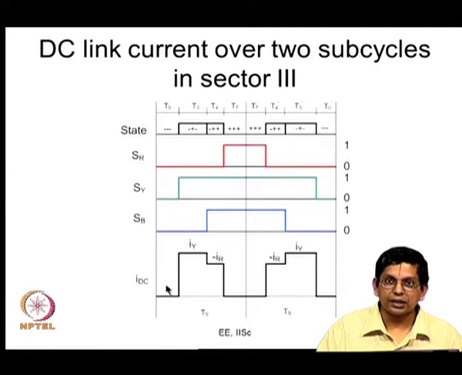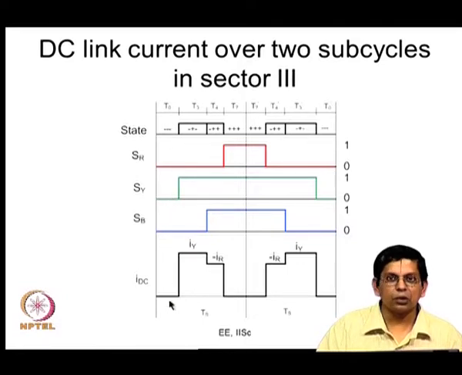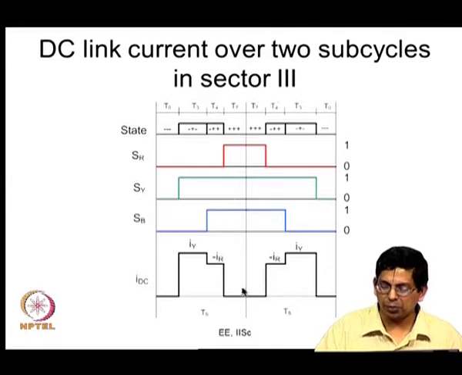So, what is your DC link current? It is still the same thing, it is SR IR plus SY IY plus SB IB. If you take the 0 state, as I mentioned before, the DC link current is 0. Again, what happens at the end? It is plus, plus, plus everywhere. So, SR is equal to 1, SY is equal to 1, SB is equal to 1. Therefore, the DC link current is IR plus IY plus IB, which is again equal to 0. And how about in between? It is minus, plus, minus. So, the current is equal to IY.